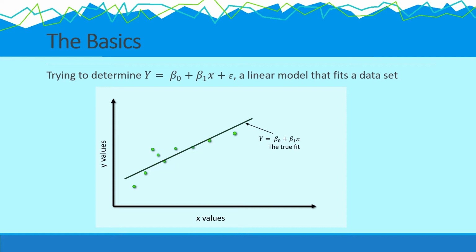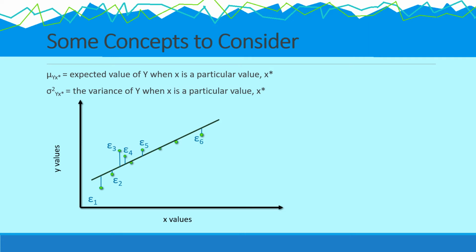Linear probabilistic modeling accounts for the distance between x and the true fit line by adding a random variable epsilon into the equation. This makes the equation become y equals beta 0 plus beta 1x plus epsilon. This is referred to as the model equation. A few assumptions are made about the random variable epsilon. It is assumed to have a normal distribution such that its expected value is 0 and its variance is sigma squared.